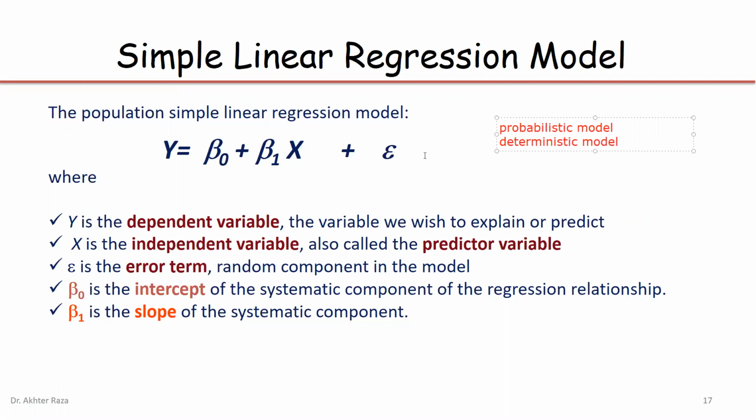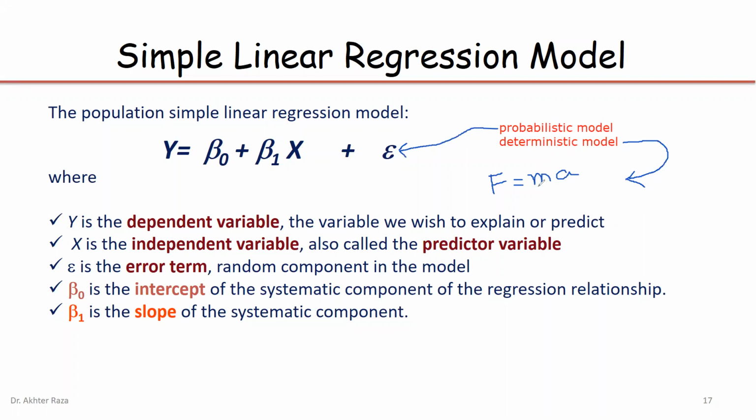This model, in the regression, we have a probabilistic model. Most of the models in the physical sciences, like in physics and chemistry, are deterministic models like F is equal to MA. F is equal to MA is a deterministic model in physics. If we increase the force, the acceleration will increase with constant mass.